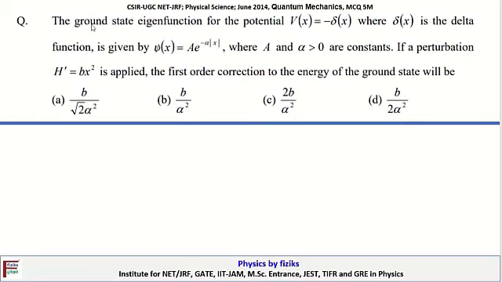The ground state eigenfunction for the potential V(x) equals minus delta(x), where delta(x) is the delta function, is given by psi(x) equals A e to the power minus alpha mod x, where A and alpha are constants. If the perturbation Bx square is applied, the first order correction to the energy of the ground state will be. Solution.